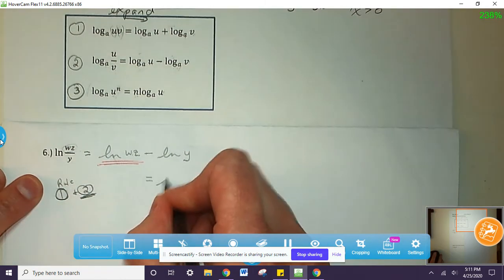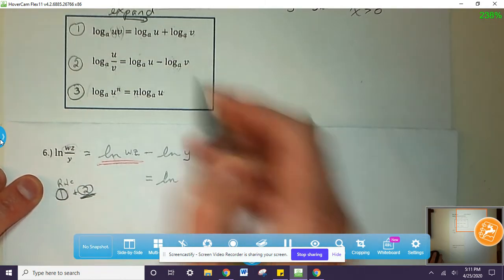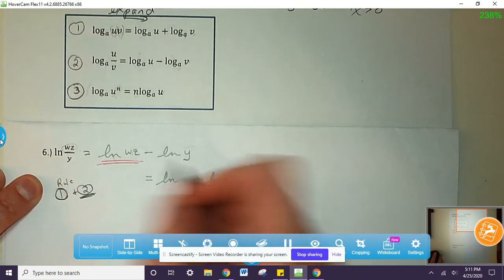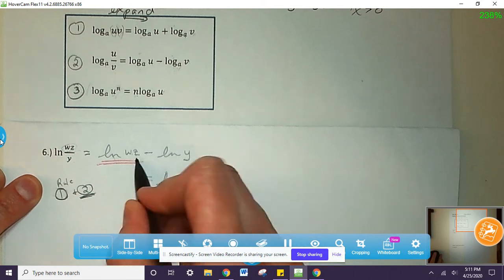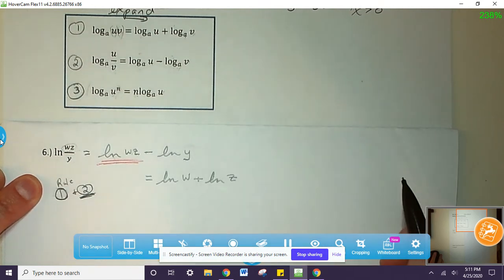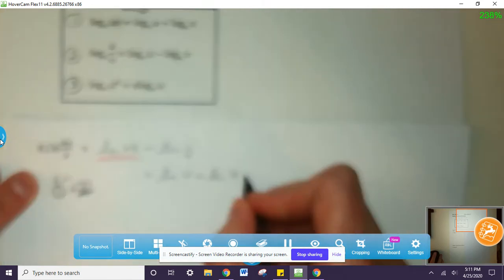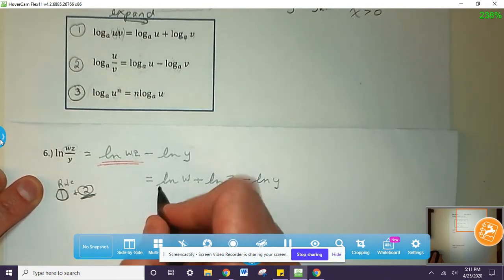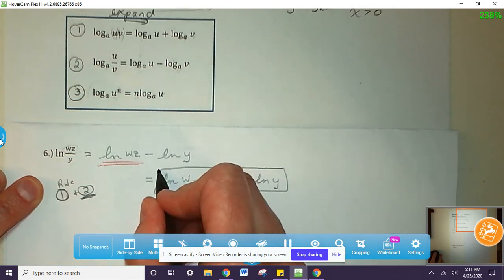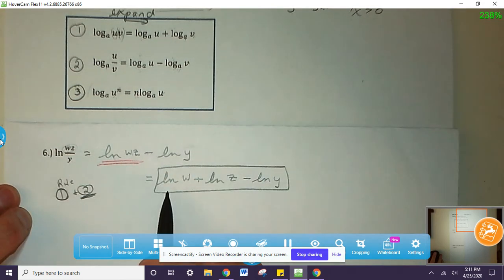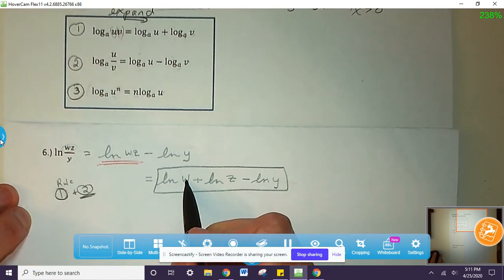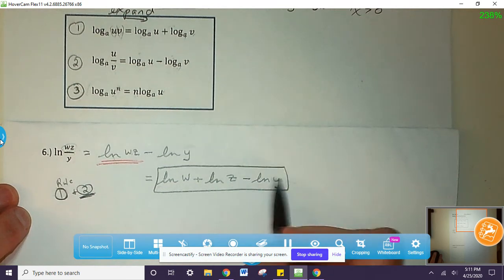Okay, so we keep log and log, because we do log with the same base as before. I put a plus. The first factor is w, the second factor is z. And then we bring down the minus, and we copy that minus down here, and we copy the natural log of y. And we're finished. So our final answer is here. And we know we're finished because inside there's no multiplication, division, or power inside any of these logs.